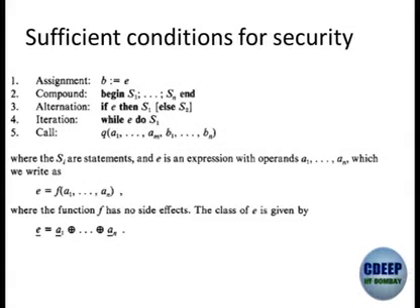For example, first consider the assignment statement. The assignment statement is of the form, let us say, B assigned an expression E. Here the Si are statements and E is an expression with operands A1 to An, which we write as E equals f of A1 to An. That is, expression E is a function of the parameters A1 to An, where the function f has no side effects, that means it has no global variables, etc. So the class of E is given by the lub of all the things that are used in this function. If E uses A1 to An, then the level of E is nothing but the lub of A1 to An.